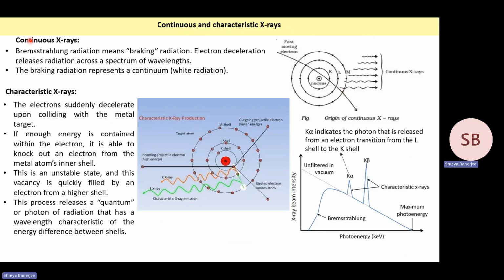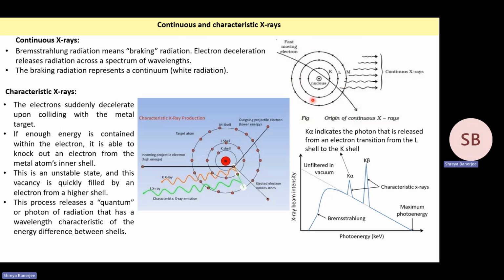Now there are two kinds of X-ray. There is something called continuous X-ray or Bremsstrahlung X-ray. So basically, if you have a fast moving electron, and imagine this fast moving electron is from the cathode, and it passes through the atom of the anode.